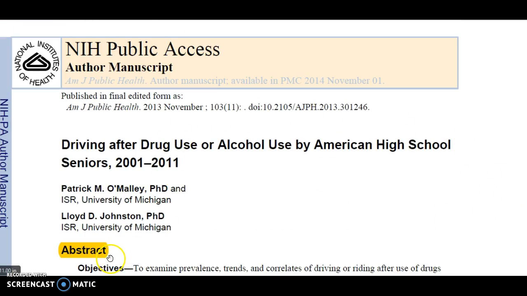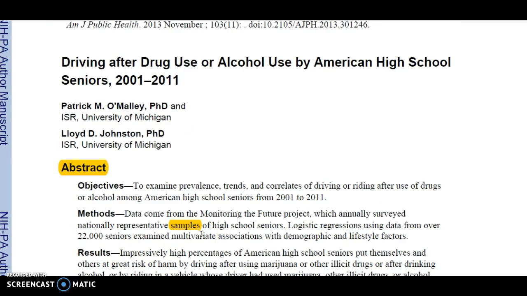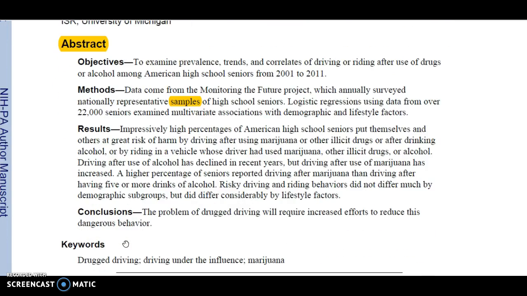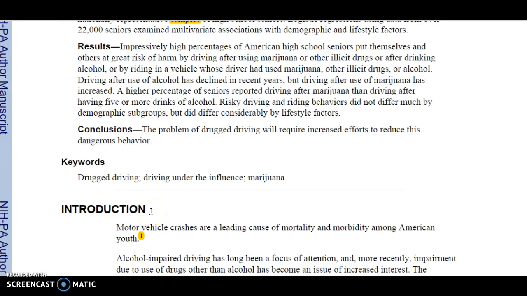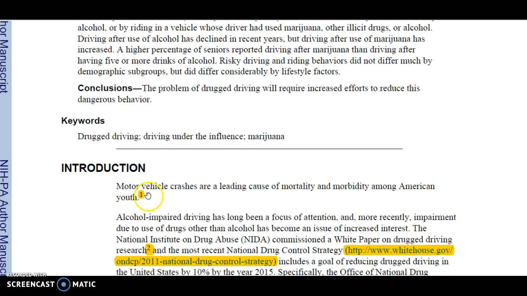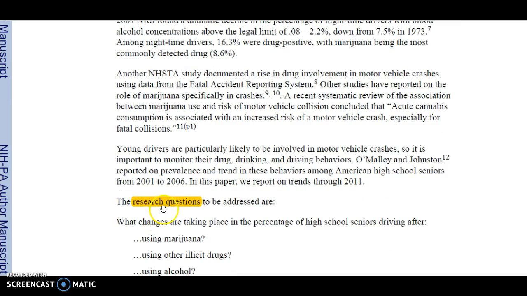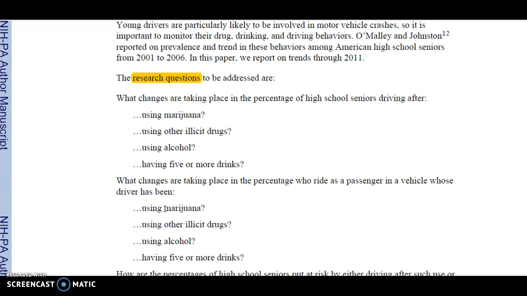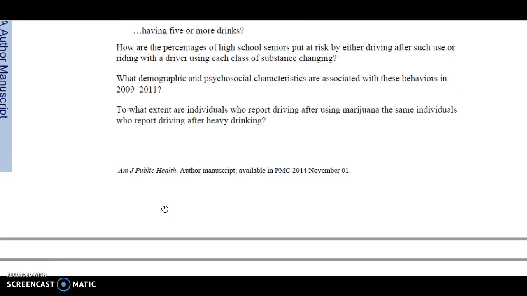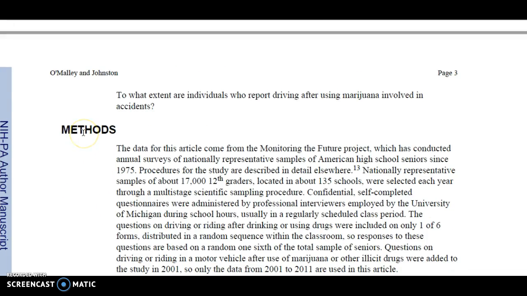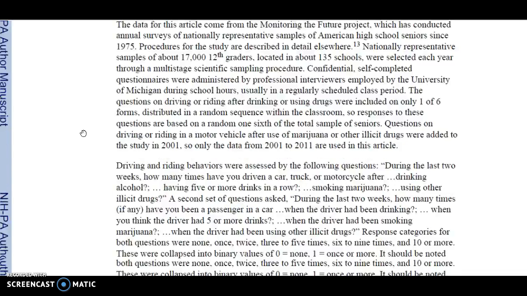We look at the abstract. We pay attention to the sample to find out who the subjects were, that there were 22,000 seniors. Those were the subjects or the participants. We want to pay attention to the headings like introduction. We want to pay attention to the citations and check where the information came in the references. We want to pay attention to the research questions or the hypotheses. This is what they're checking, what they're looking for. We want to pay attention to the method, how they did the research.